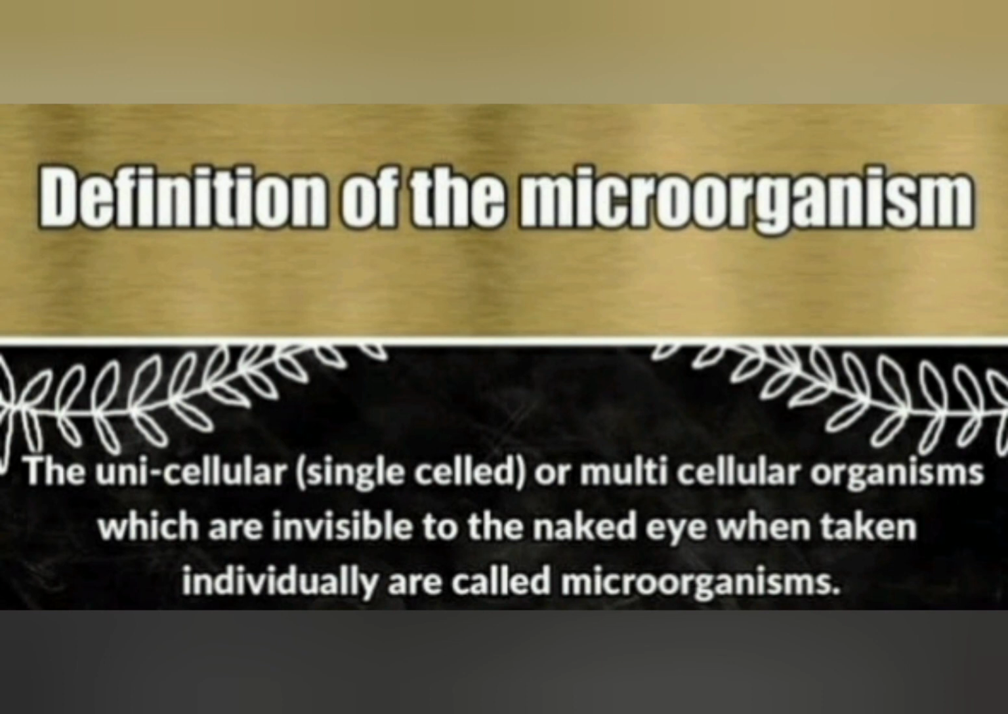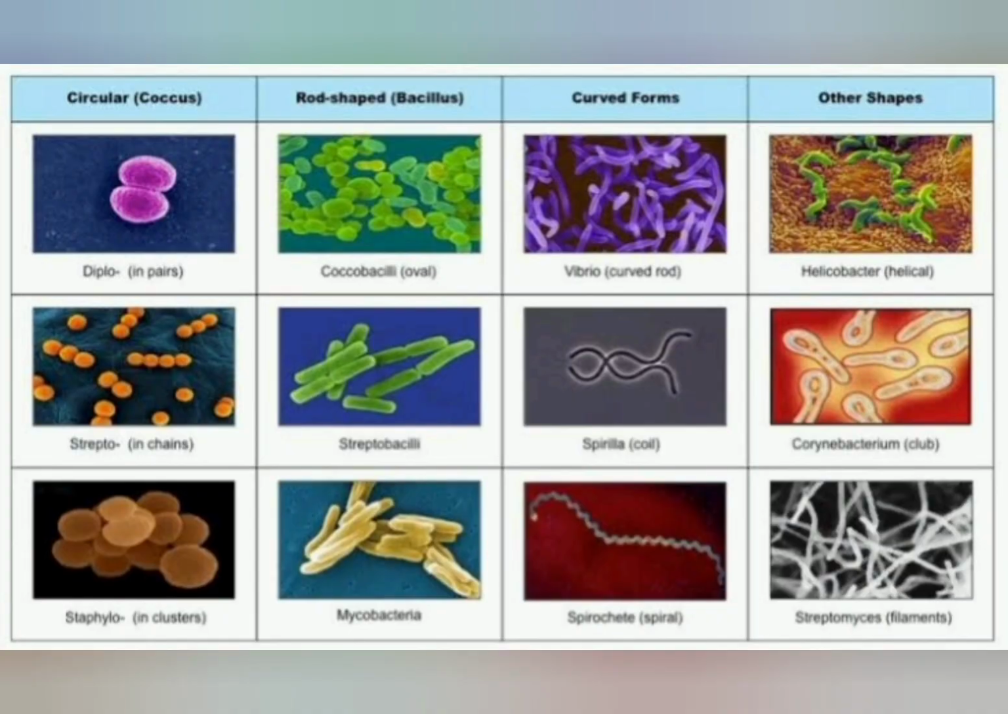Now let us see about the occurrence of microorganisms. These microorganisms are present all around us in the air, water, soil, food, sewage, garbage, as well as in the bodies of plants and animals, including humans too. Some microorganisms are solitary, that is, they live alone or single. Example, amoeba, paramecium, whereas some live in colonies.